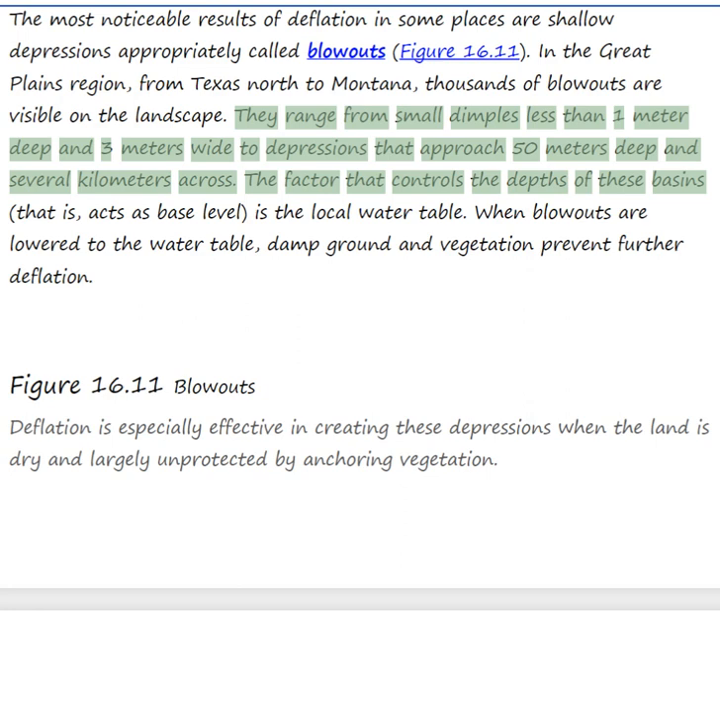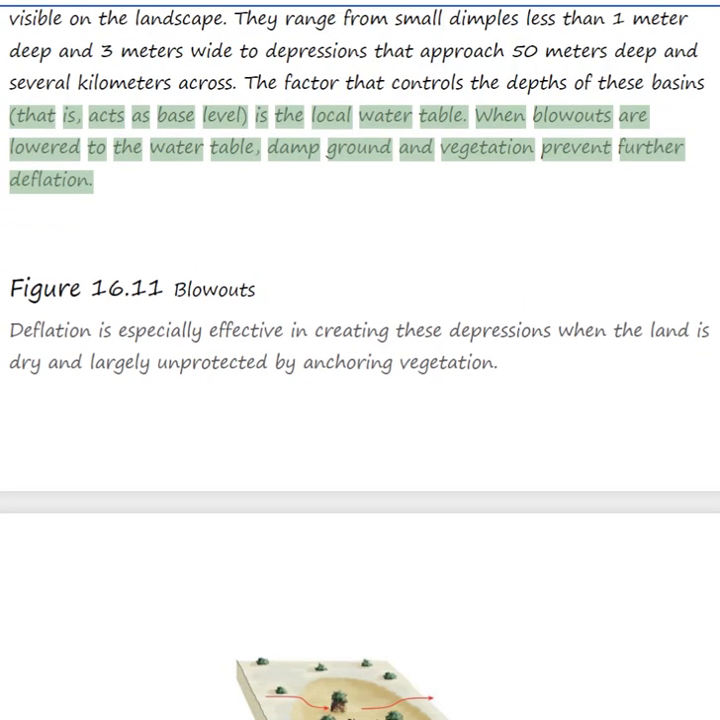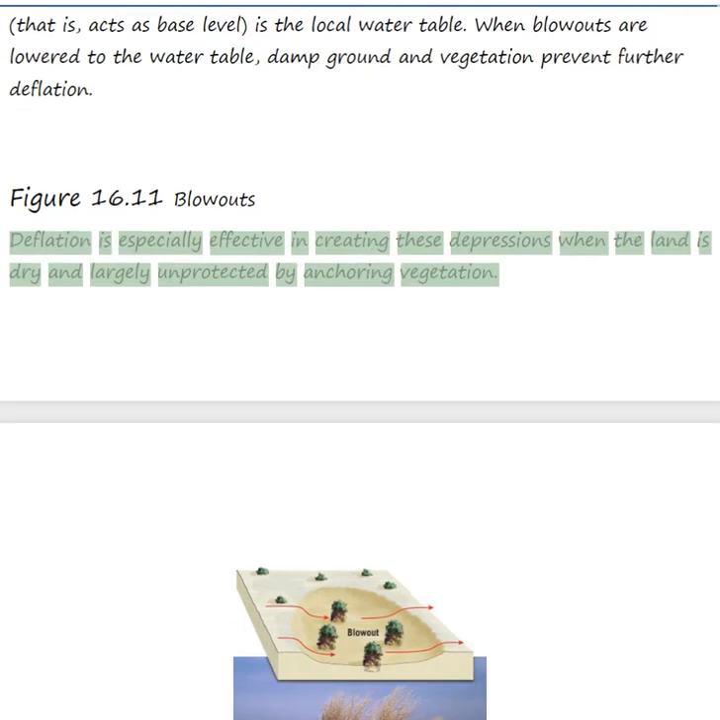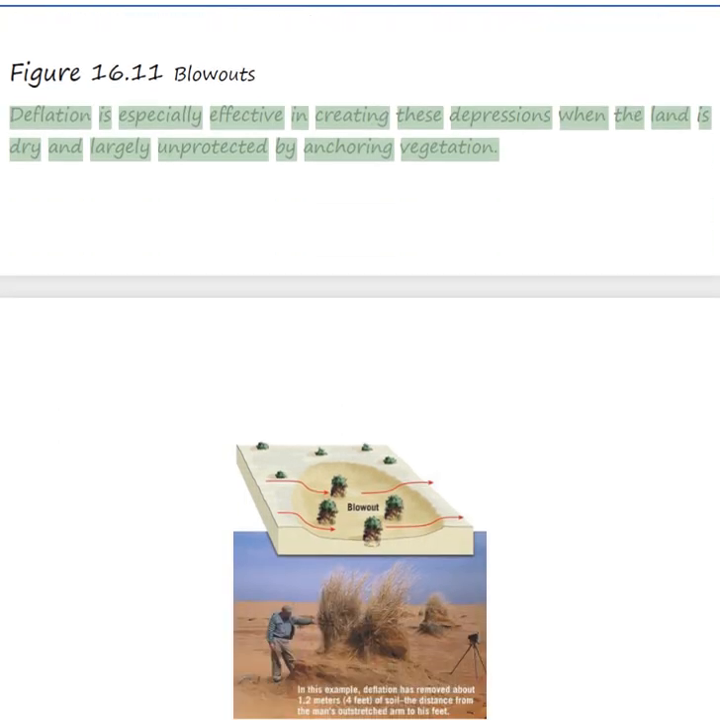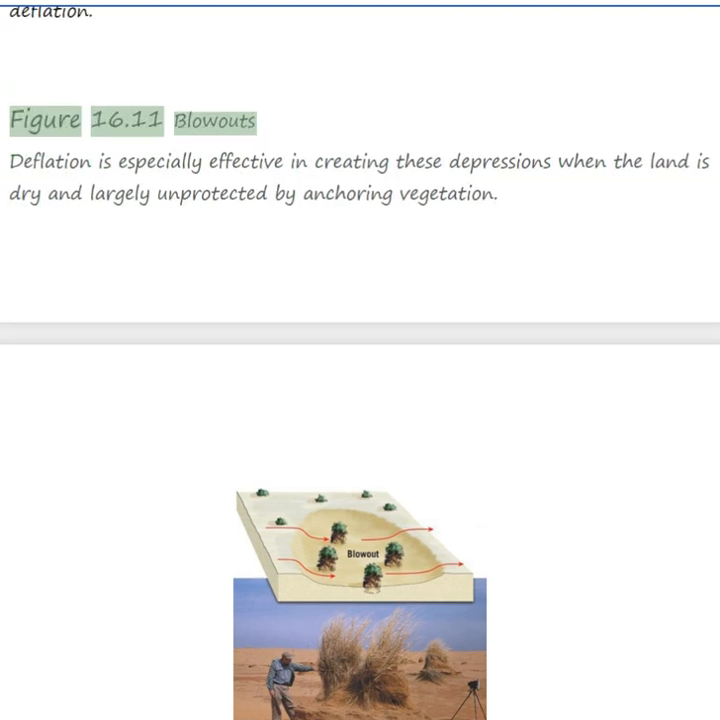The factor that controls the depths of these basins is the local water table. When blowouts are lowered to the water table, damp ground and vegetation prevent further deflation. Deflation is especially effective in creating these depressions when the land is dry and largely unprotected by anchoring vegetation. Figure 16.11 Blowouts.